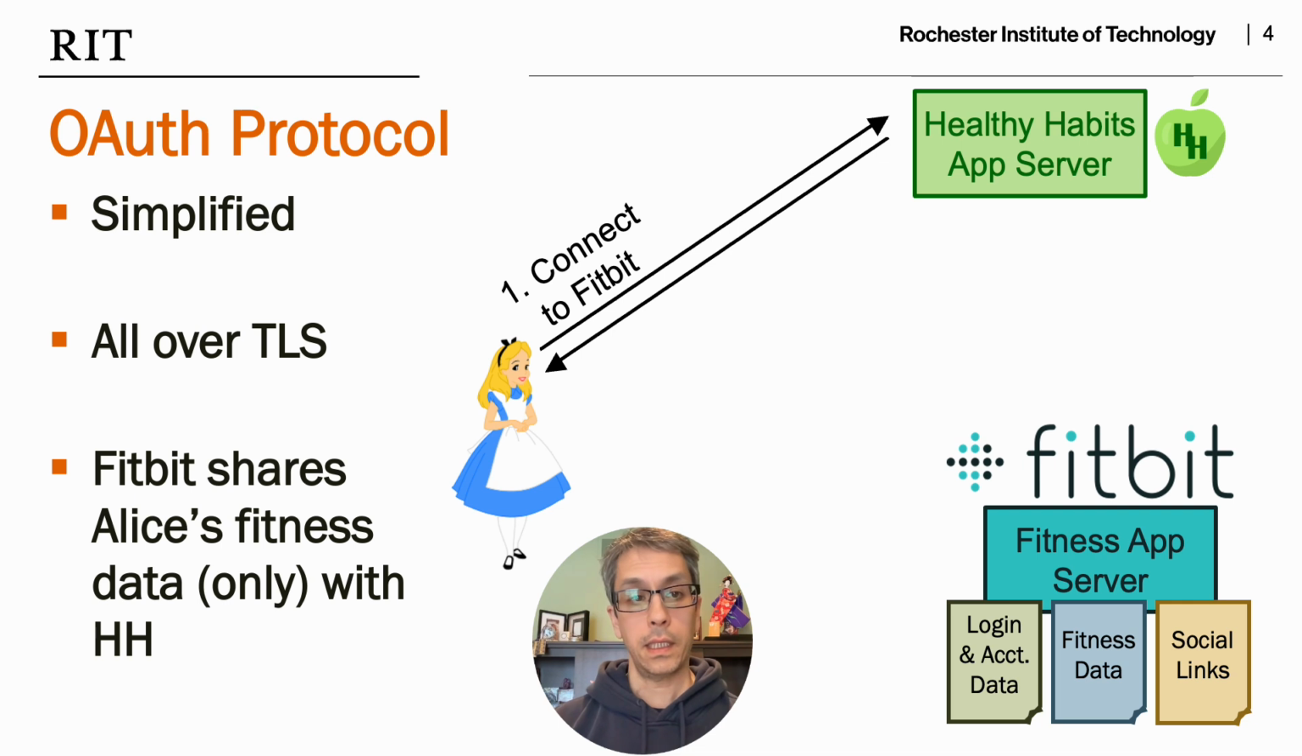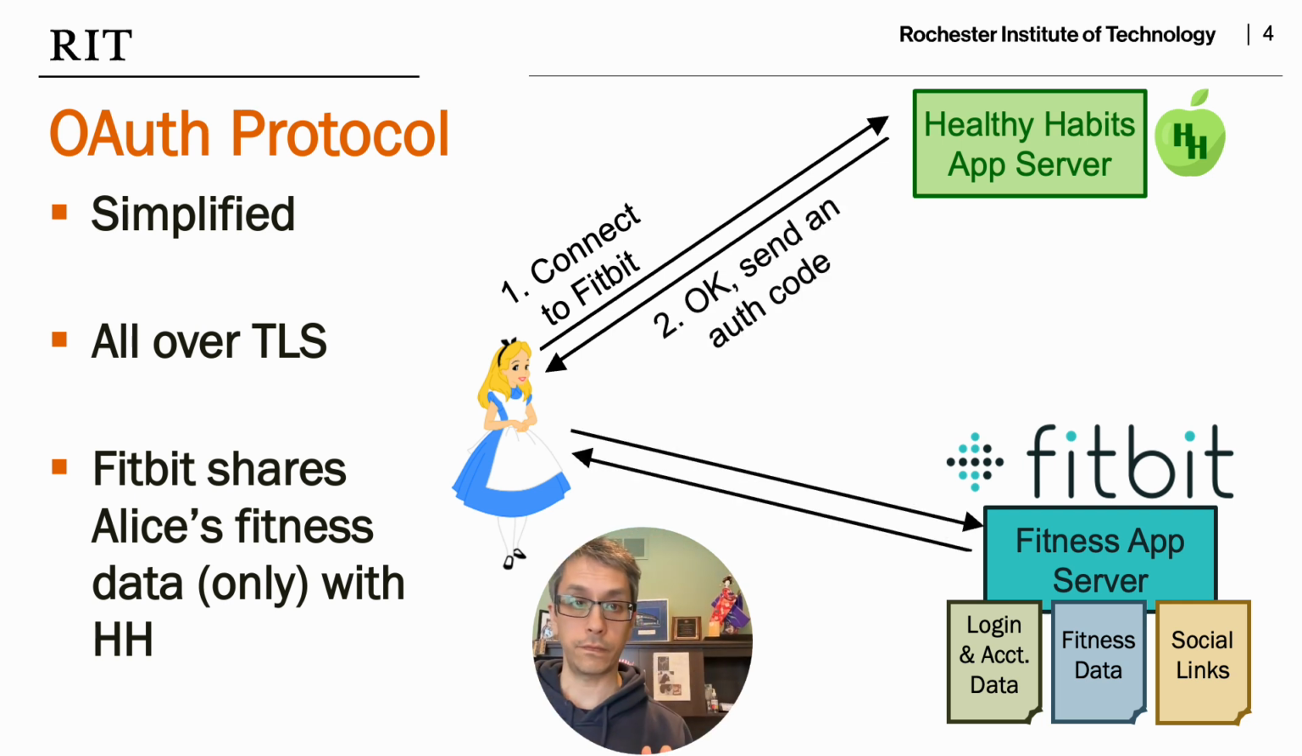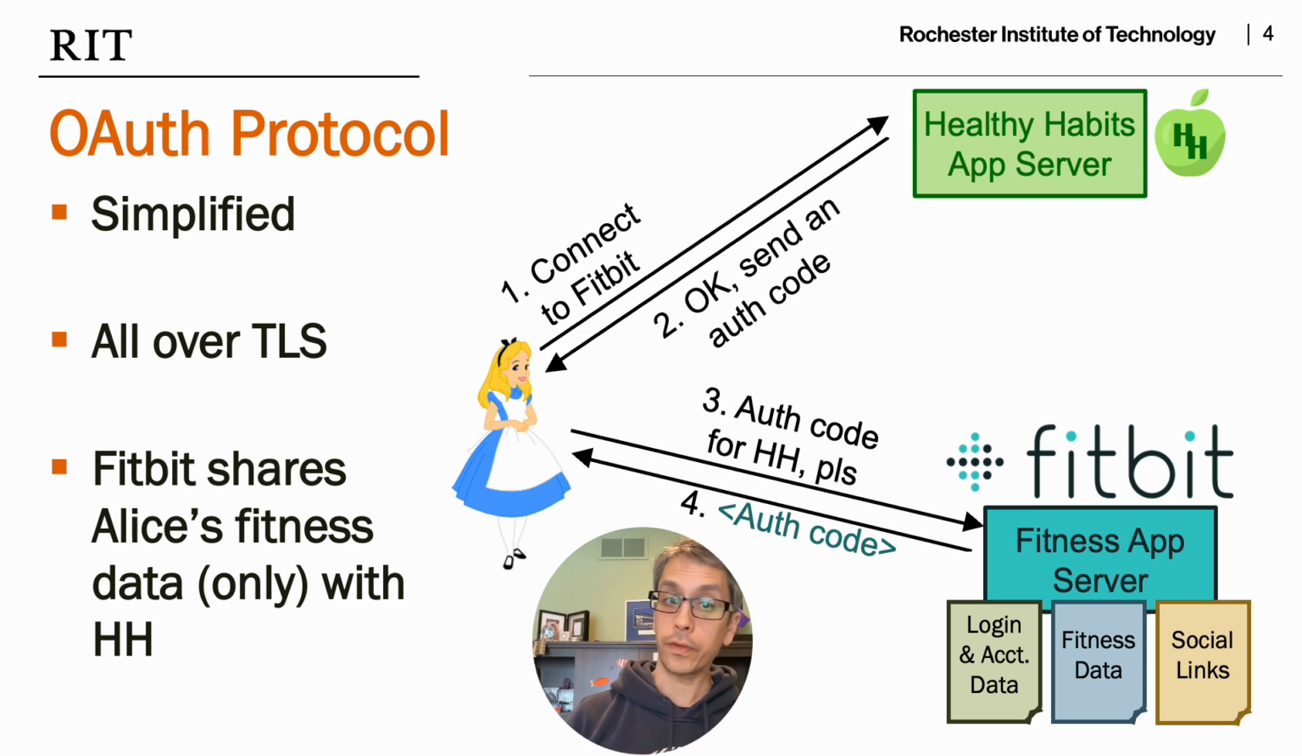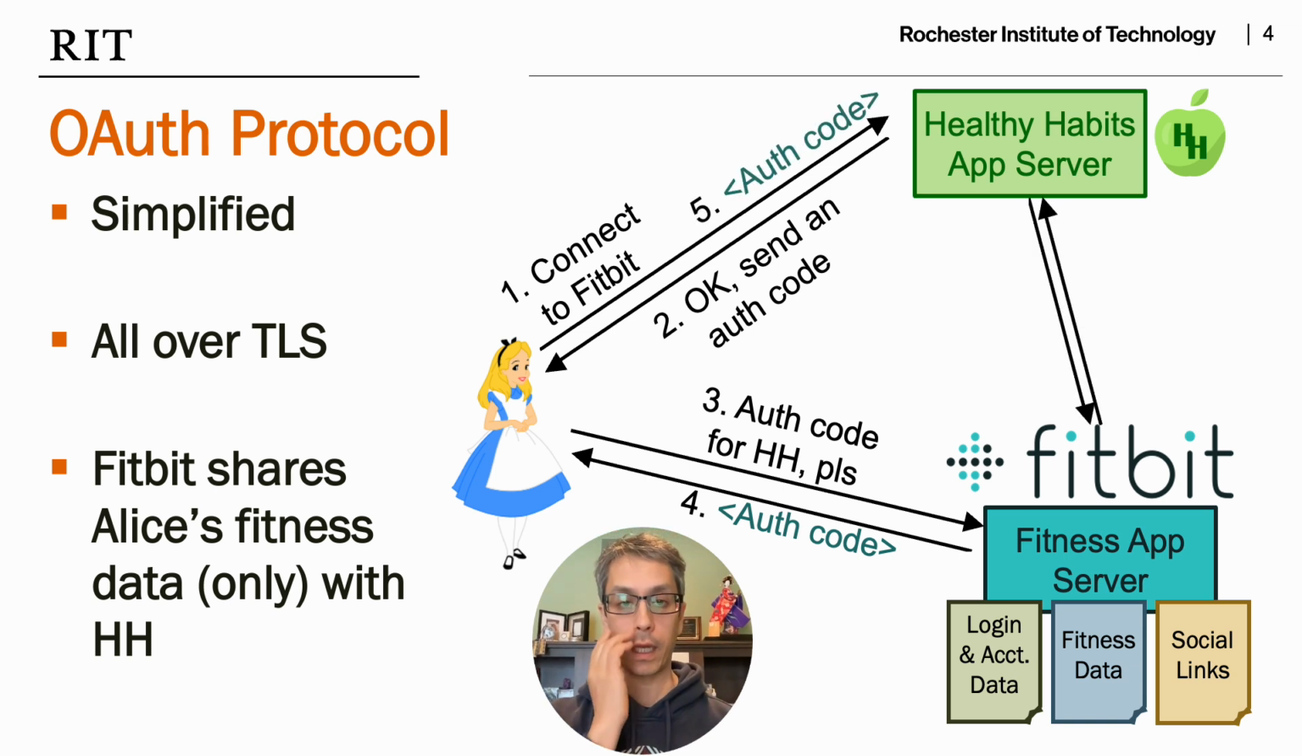Now, Fitbit is going to be sharing Alice's fitness data and only her fitness data with the Healthy Habits app server. How do we do this? So first, Alice is going to connect to Healthy Habits and say, well, she wants to connect to Fitbit. And Healthy Habits says, great. What I'm going to need is what's called an auth code. So then Alice turns around and goes to the Fitbit server and says, I'd like an auth code for Healthy Habits, please. At this point, Fitbit, assuming she's logged in, can give her that auth code.